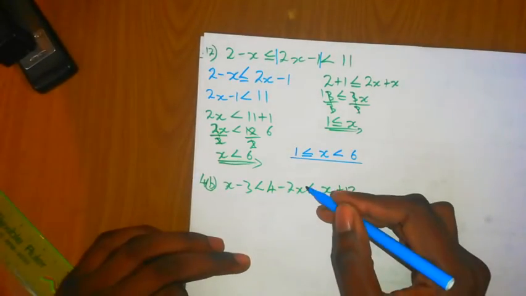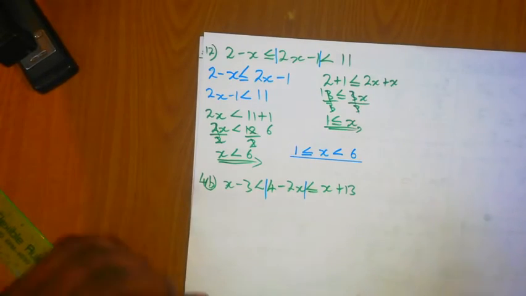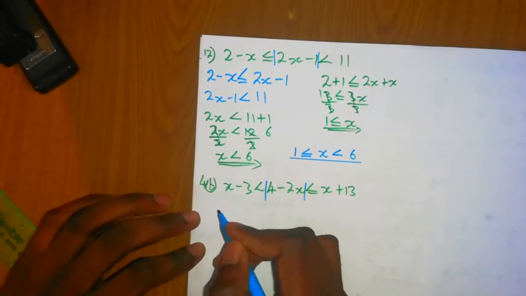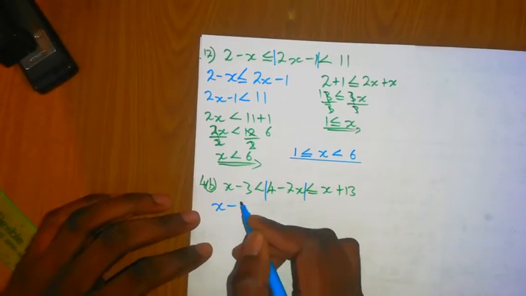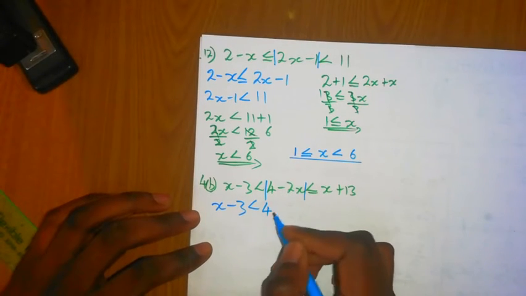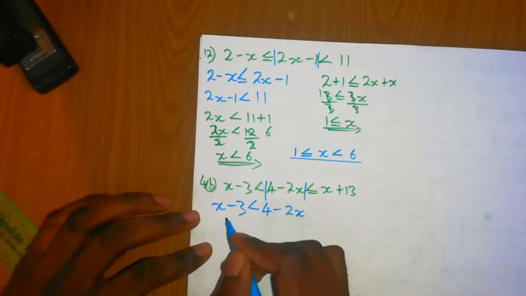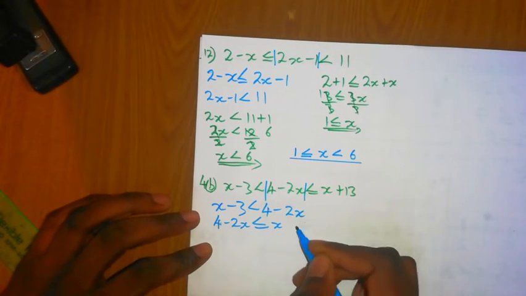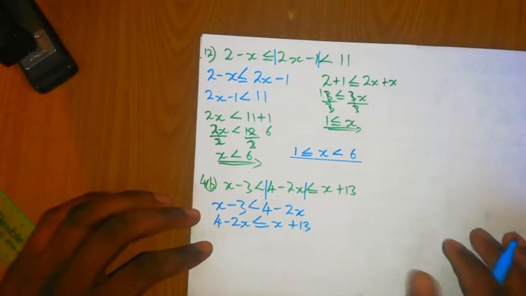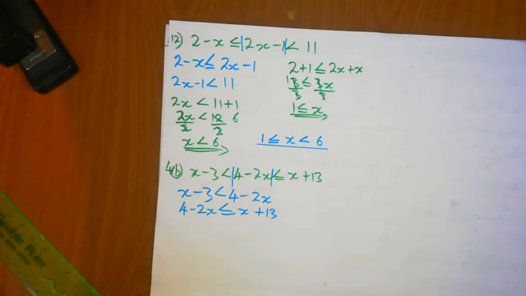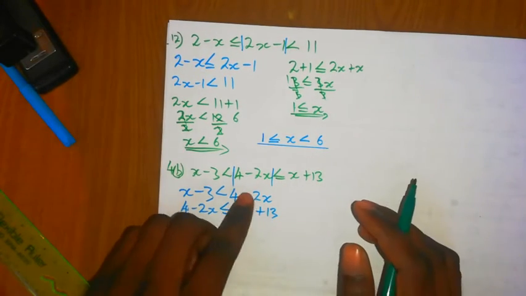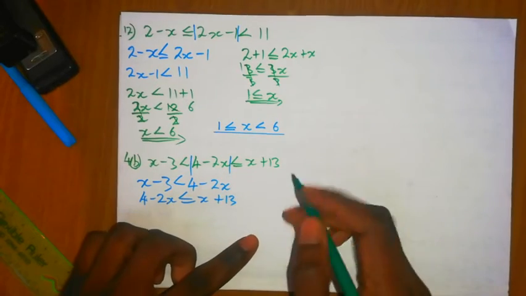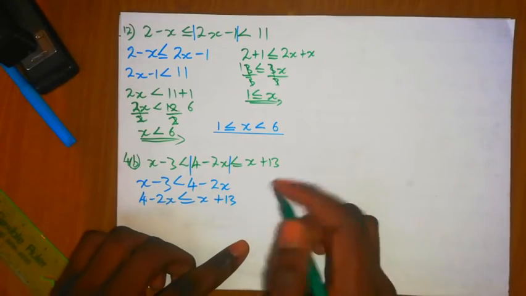As I said, we split it here. So we rewrite this inequality after we have split it: it is less than 4 minus 2x. The second one is 4 minus 2x is less than or equal to x plus 13. We are now solving these inequalities one by one. We have to solve them one by one. So I'm going to start with this inequality. I'll just go and do it and collect my like terms aside.